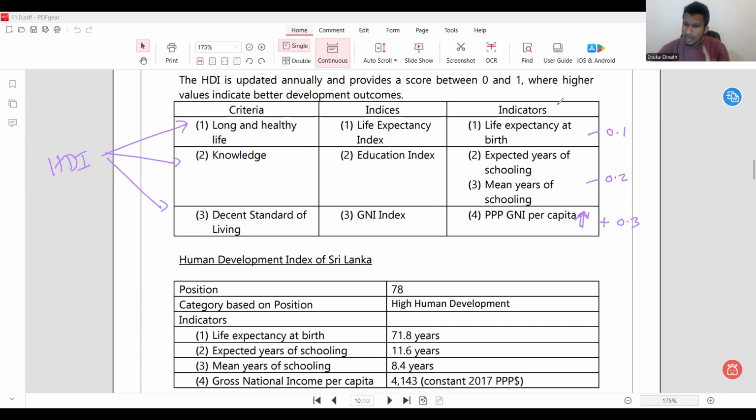So now we understand that this is something positive. If this is positive, what needs to happen? A small negative indication must come from these two. Life expectancy at birth should decrease. If not, the expected years of schooling should decrease. If not, the mean years of schooling should decrease. That is what must happen.